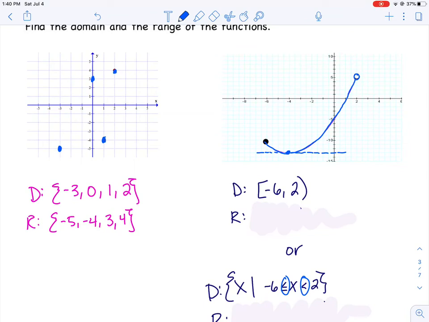So it looks like the lowest y value hits at -13, and then it goes all the way up, and it hits every y until we get to 5, but we don't want to include 5 because of the open circle. So in interval notation, I would say including -13 all the way up to 5, but not including 5, so parenthesis.